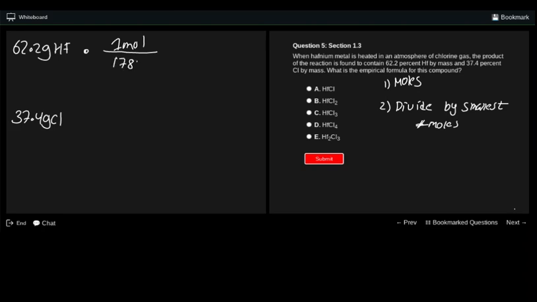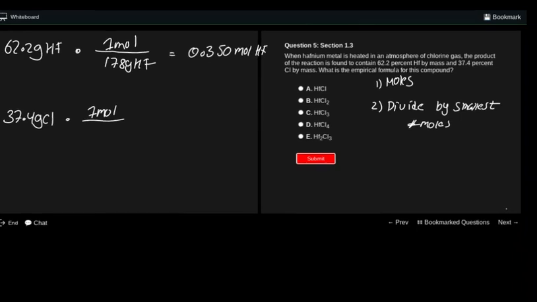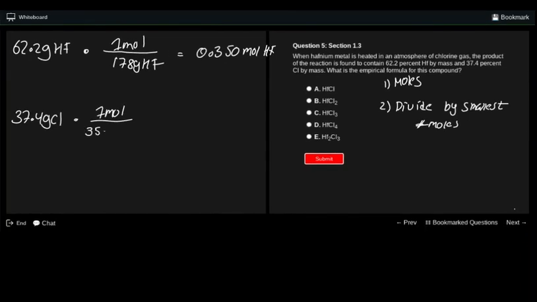So the mass of hafnium for 1 mole is 178 grams. And that's going to give me 0.350 moles of hafnium. And then for chlorine, in 1 mole, the mass of chlorine is going to be 35.43 grams. That's going to give me 1.05 moles of chlorine.